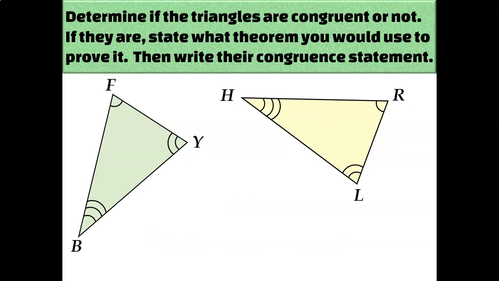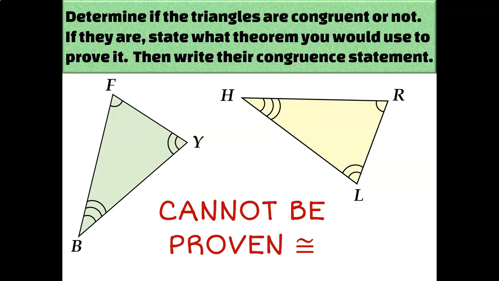On our next diagram, I see three pairs of corresponding angles are marked as congruent. However, that's not the right kind of information in order to show that the triangles are congruent to each other. These cannot be proven congruent. We'll learn in a future chapter that they can be proven to be similar, but for this chapter we're focusing on congruent polygons, and this is not enough information to prove that.